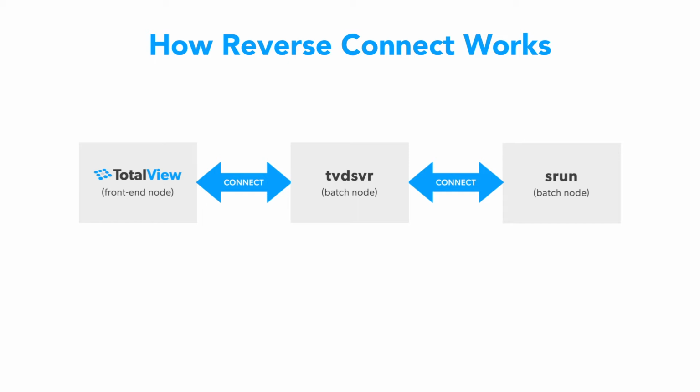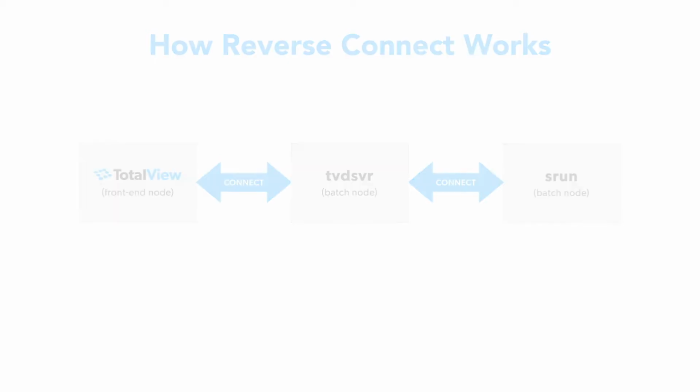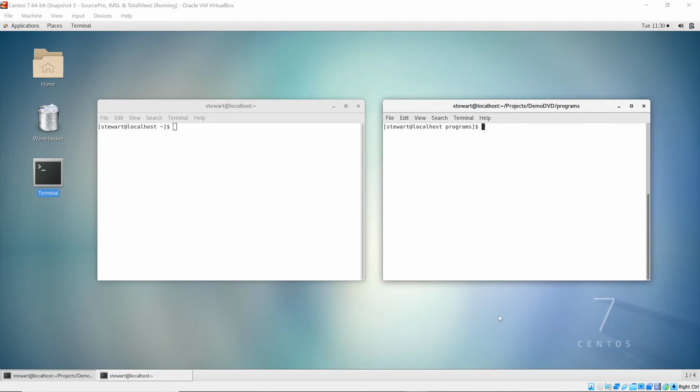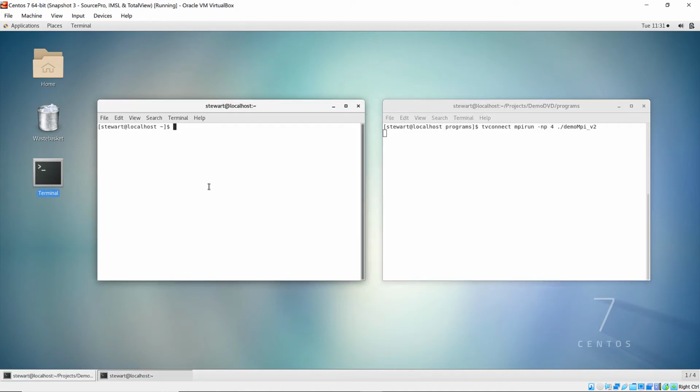So let's see how that works in practice. I've got two command prompts here. First of all, I'm going to start the TV Connect by typing TV Connect and then mpirun on four processes, and I'm going to launch it on a job called demo MPI. So we start that and leave that to run, and then in another command prompt I'm going to start TotalView.